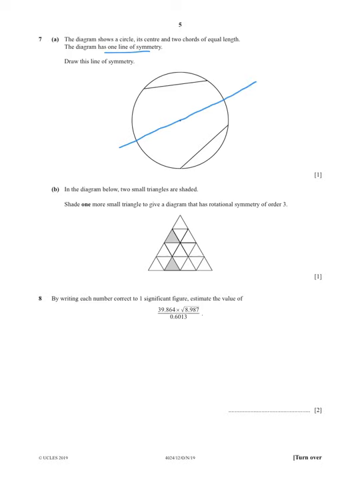Part B, in the diagram below, two small triangles are shaded. Shade one more small triangle to give a diagram that has rotational symmetry of order 3. Now to understand it easily, I will label the numbers. It will be 1, 2, 3, 4. Similarly, it's 1, 2, 3, 4. Similarly, it's 1, 2, 3, 4.